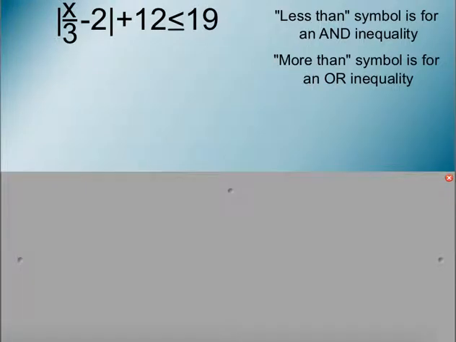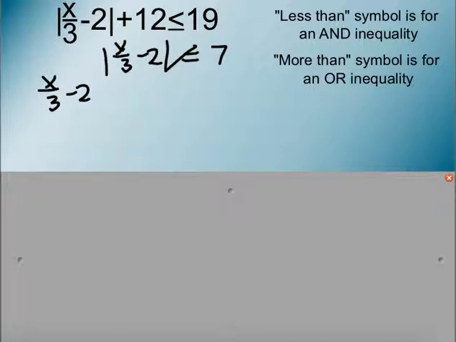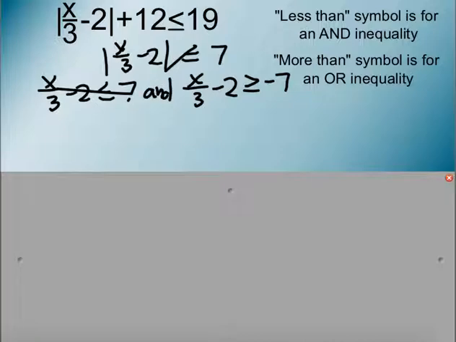It can get slightly more complicated, but it's really not all that much different. I'll just do this top one. So we're going to subtract 12 and get absolute value of x over 3 minus 2 is less than or equal to 7. And now I separate it. X over 3 minus 2 is less than or equal to 7. X over 3 minus 2 is greater than or equal to negative 7. This is an and situation since I have a less than symbol. And I can add 2 on each side and get x over 3 is less than or equal to 9. And then I'm going to multiply by 3 to get x is less than or equal to 27.